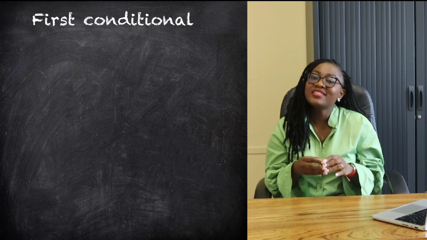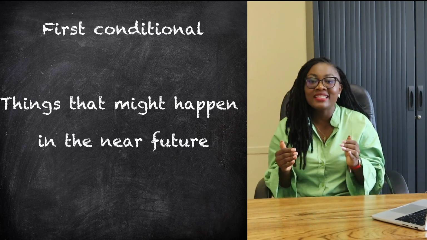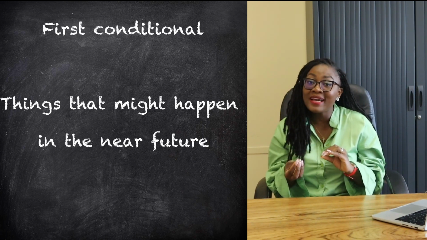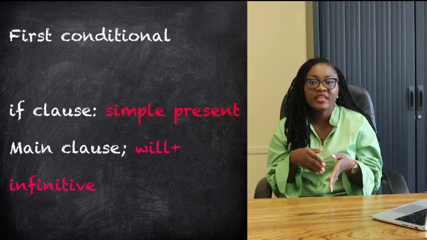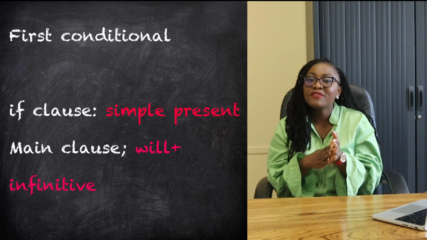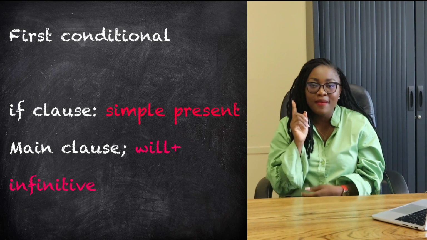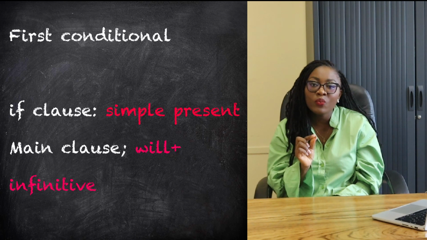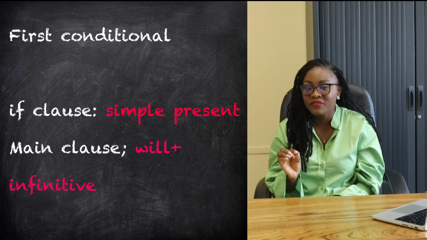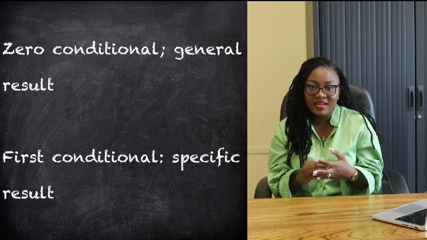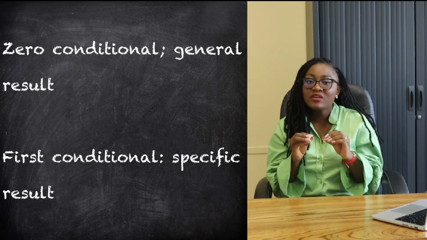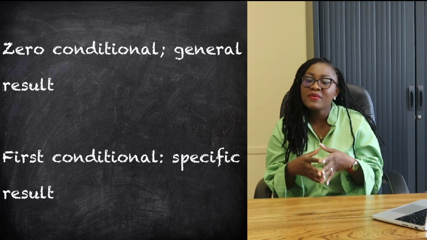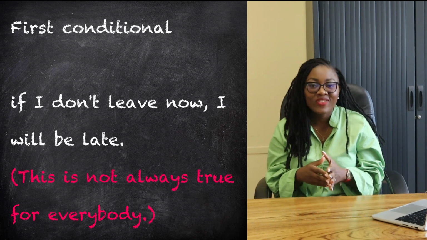The first conditional is used to talk about things that might happen in the near future. Of course, we can't predict the future, but we can imagine what might or might not come true easily. So here, in the if clause, the verb is in the simple present, but in the main clause, it is in the future. We use will plus the infinitive. The difference with the zero conditional is that here, the result is specific, the consequence is specific, it's not a general truth. For example, if I don't leave now, I will be late.